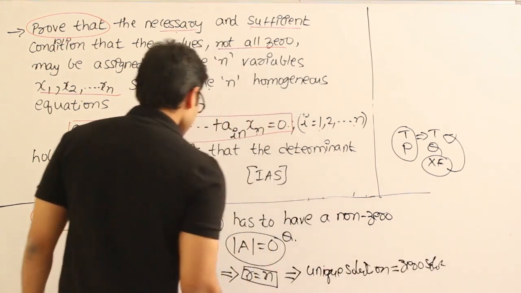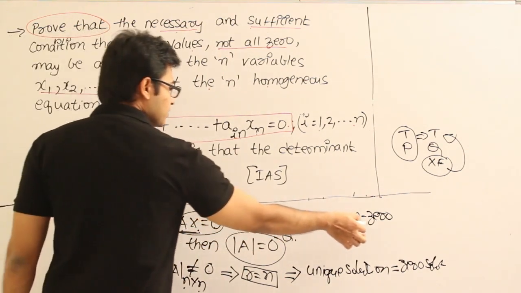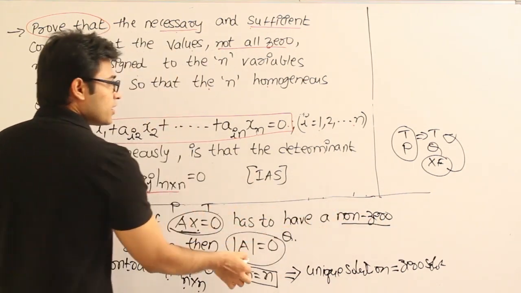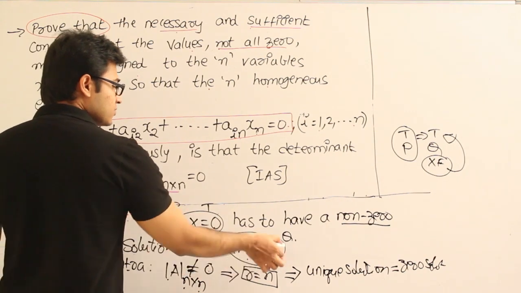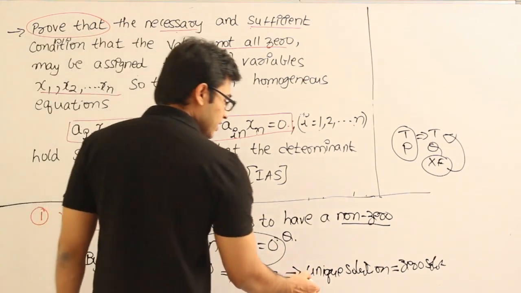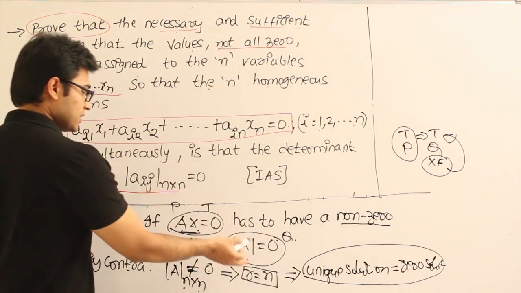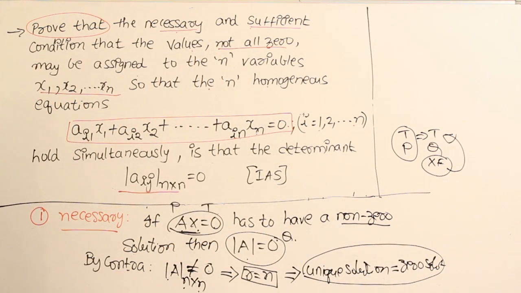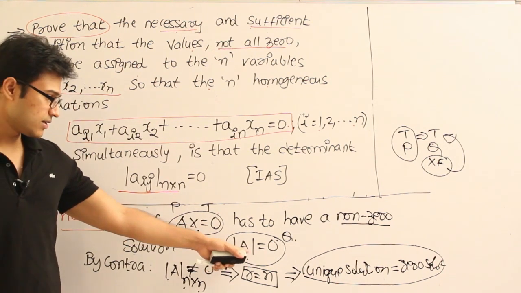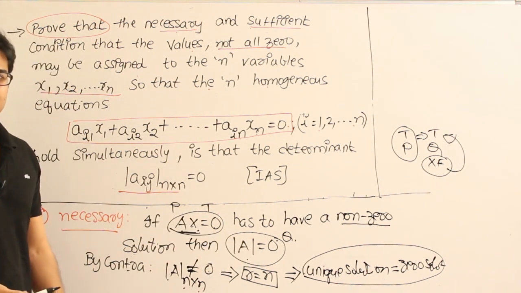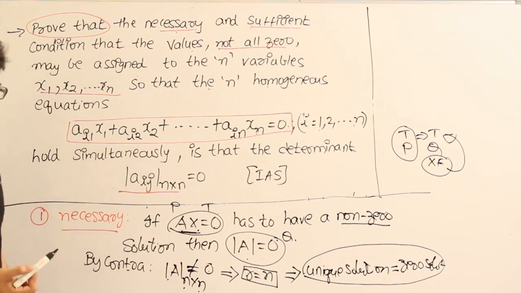Now understand this. It is already given that it has a non-zero solution, but by assuming this we are able to say that it has only the zero solution, which means there is a contradiction. Therefore, what can we say? We can say that definitely determinant of A has to be 0. Okay, are you able to understand it?